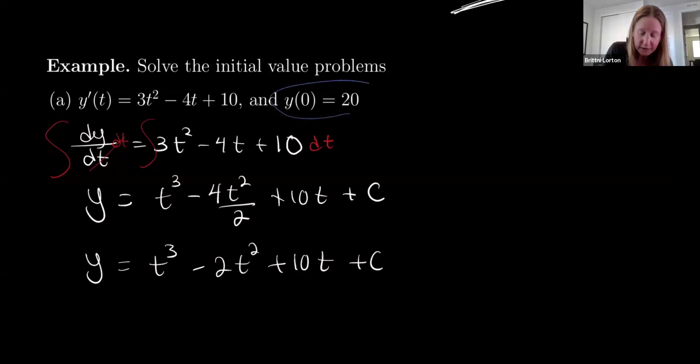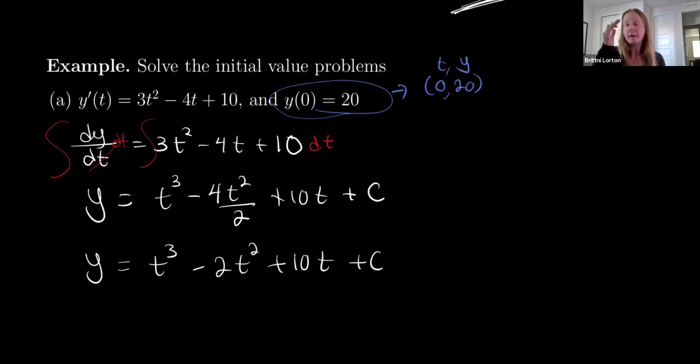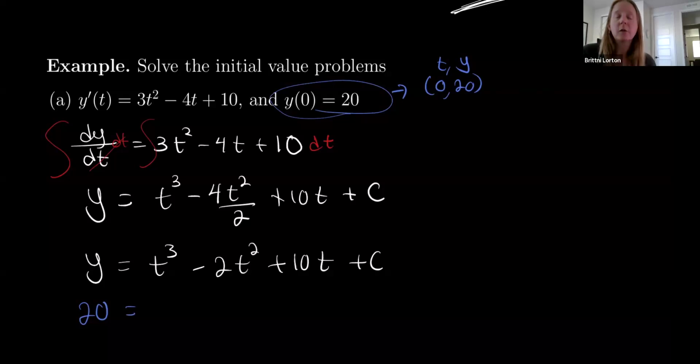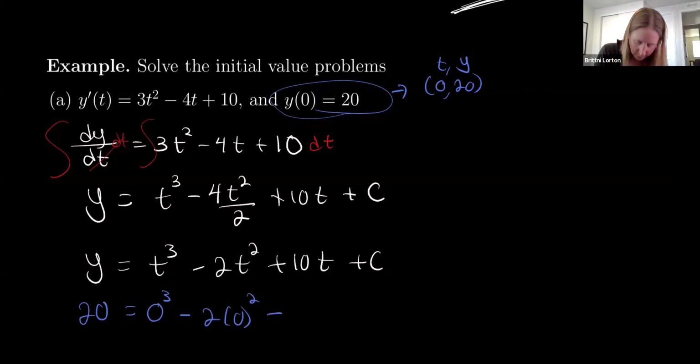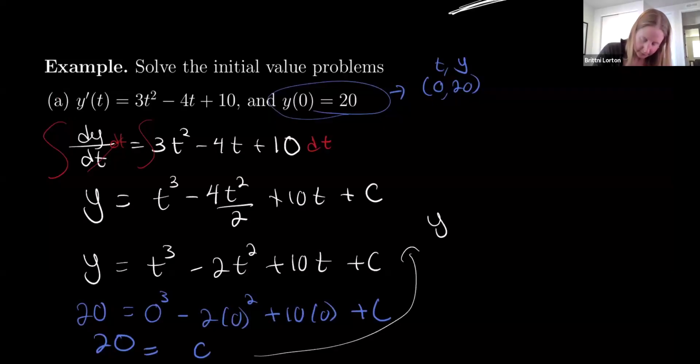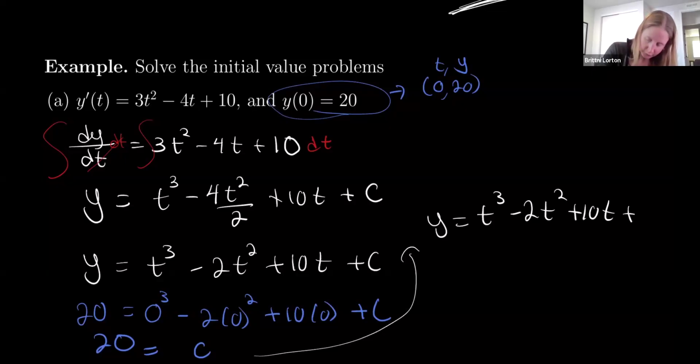And now I use the initial value. I recommend that you write that initial value as an ordered pair to help you get used to the x comma y. So I know which one to plug in for my y and which one to plug in for my x. Here y is 20 and x was 0. So 20 equals 0 cubed minus 2 times 0 squared plus 10 times 0 plus c. These numbers happen to be easy. I promise it will not always be this way. So then that means that my final answer is t cubed minus 2t squared plus 10t plus 20. Ta-da!